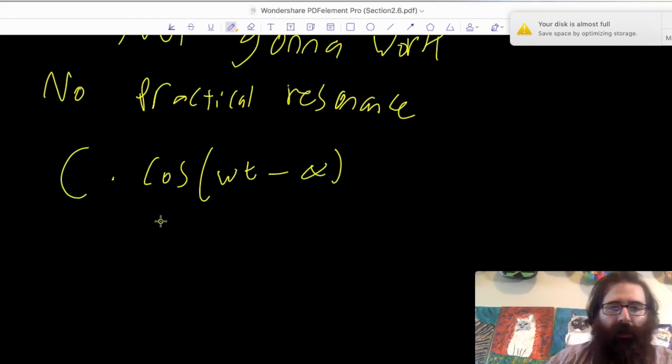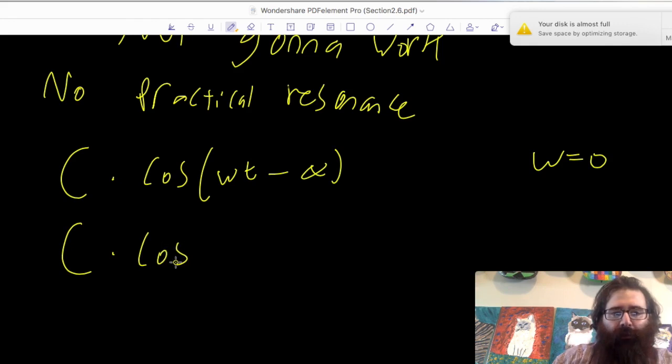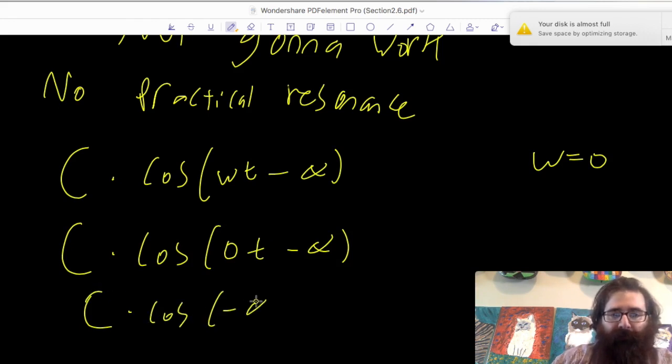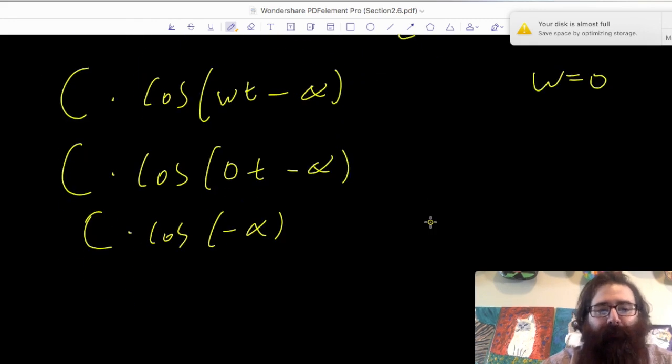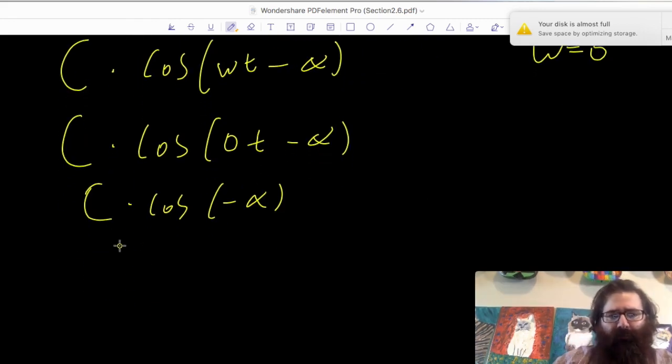But if omega is equal to 0, that's not really a frequency, because we get C times cosine of 0t minus alpha. 0t is 0, so we get C times cosine of negative alpha. Not that we have to mention it, but cosine is an even function, so cosine of negative alpha is the same as cosine of positive alpha. But this is not sinusoidal. This is not a function. This is a number.